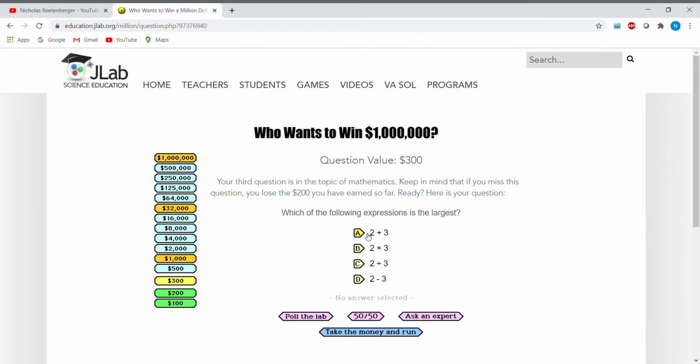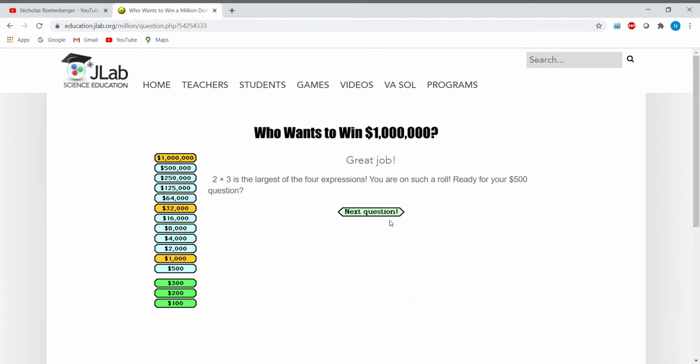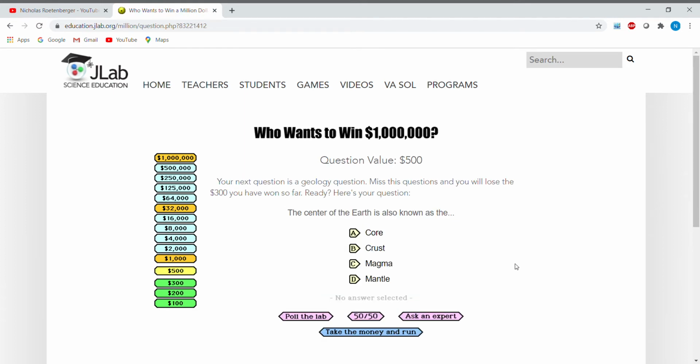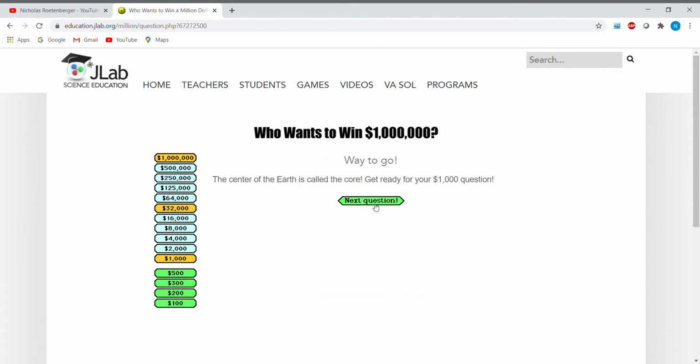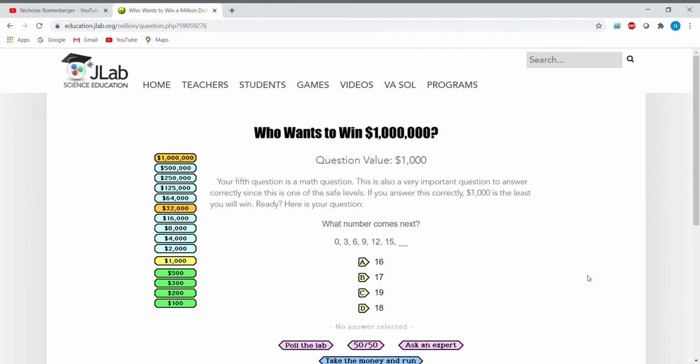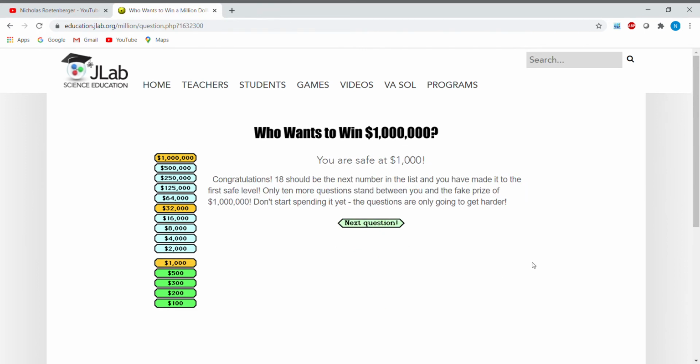This would be 5, this would be 6, this would be 0.66, and this would be -1. Yeah, this would be 2 times 3. We got it right. For $500, that would be the core. Yeah, we got $500. For $1,000, 18. We just got $1,000.